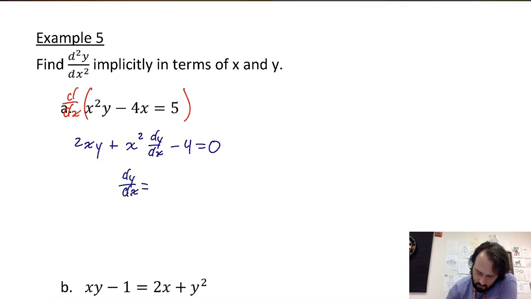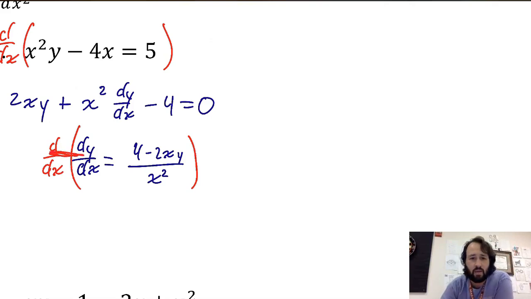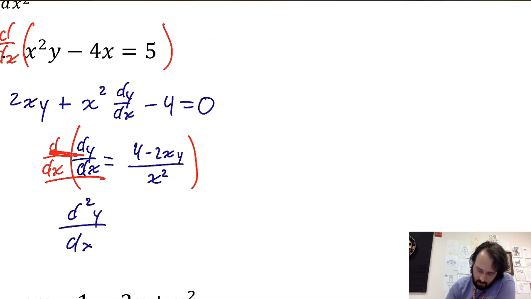So let's see, I would add the 4, it would be 4 minus 2xy over x squared when I solve for dy dx. And now if I do the derivative of the whole thing, that's why these two d's together will make that d squared y, and then over dx squared. So that's where that notation is coming from too. That d squared y over dx squared, because you're doing the second derivative both times with respect to x of that function y, whatever y is.